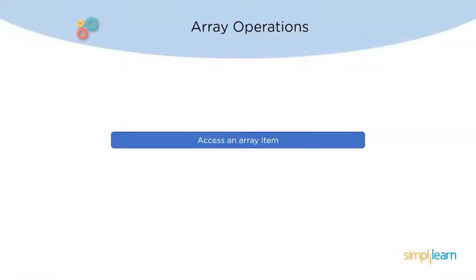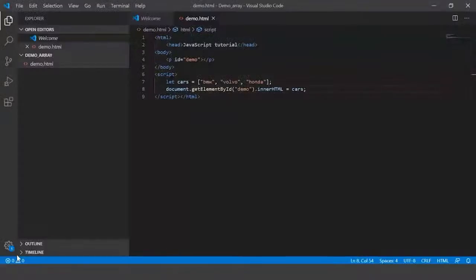The next operation is to access an array element. So let's go back to our VS Code, and here, let's create another variable. Say let BMW. BMW is the name of a variable. Don't get confused with the array element. So BMW equals cars of the index 0. Basically, cars of 0 is nothing but BMW. Alright, so that is being saved in the variable BMW.